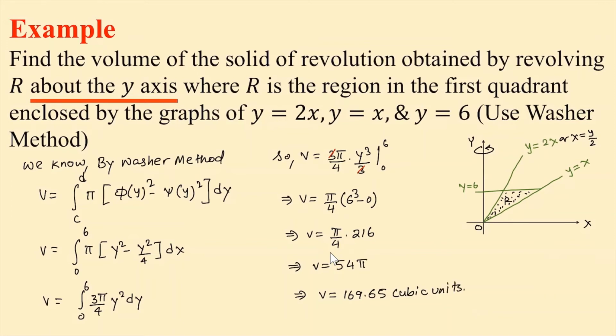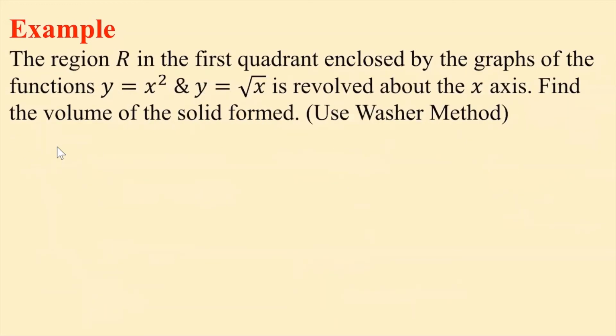So in this example, we calculated the volume when this region R is revolved about the y-axis using the washer method. Next example, the region R in the first quadrant enclosed by the graphs of the functions y equals x squared and y equals square root of x is revolved about the x-axis. Find the volume of the solid formed.